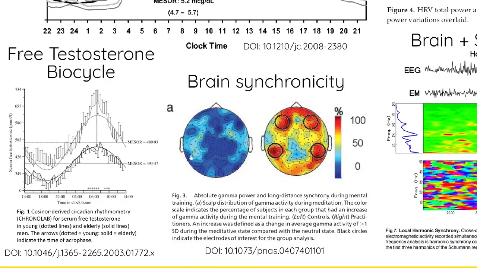Here are our controls. You can see some of them are able to get a little bit of an increase in gamma brainwave activity for parts of the brain, but the master meditators were able to do it in these 4 distinct regions, and you can even see the band there, which indicates total brain synchronicity.